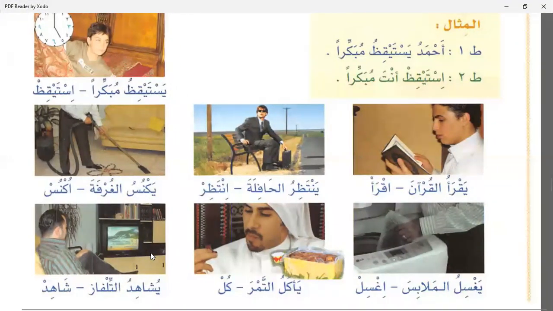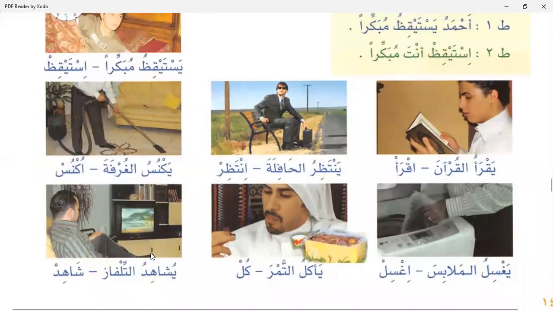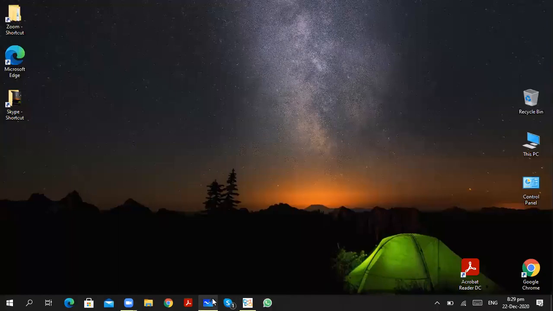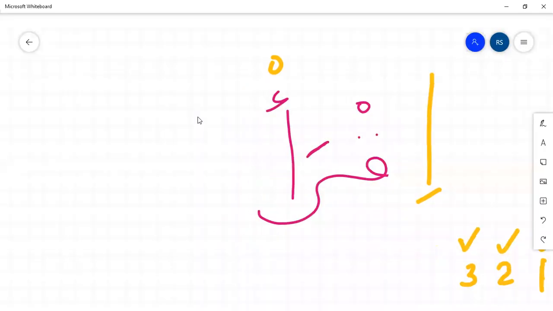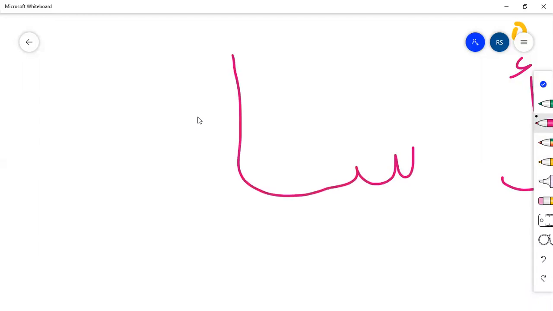Ms. Kinza, once you are available, you can unmute your microphone. I will tell you how we are doing it. So next word is yantaziru. So who will tell me how to convert this verb into imperative mode? Raise your hand. Yantaziru. Okay, Ms. Rama. So what should I do here?